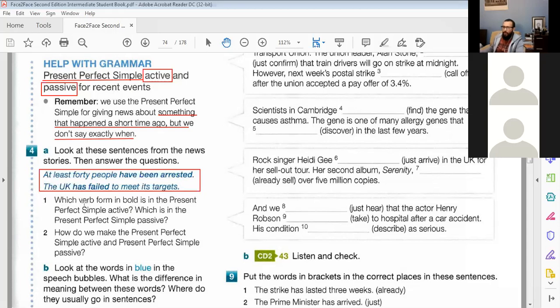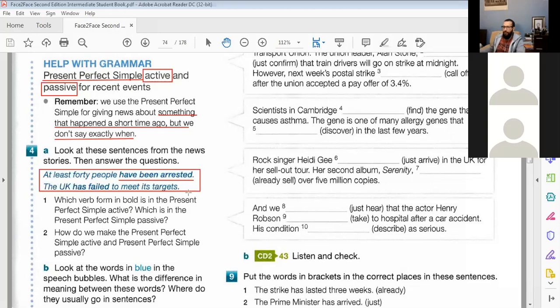So number one, it says which verb form in bold is active and which one is passive. What do you think, Sana? Which one do we use present perfect simple in the active, and which one in the passive? The first sentence is present perfect simple passive. Interesting. Correct. Because have been arrested.